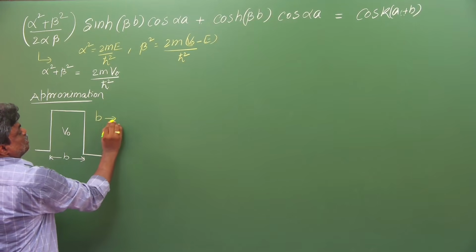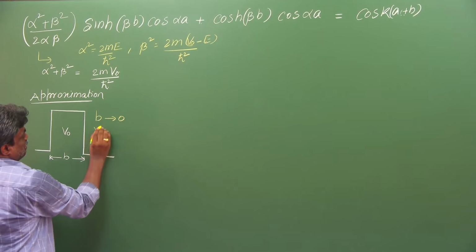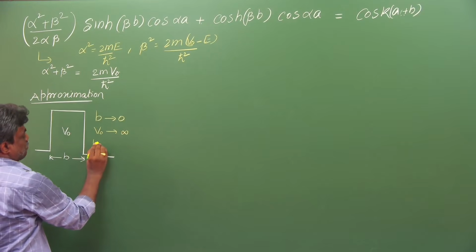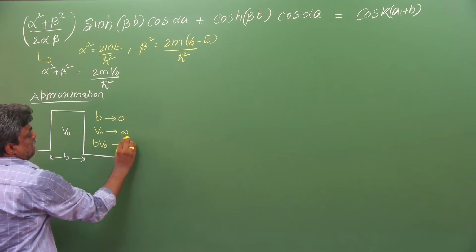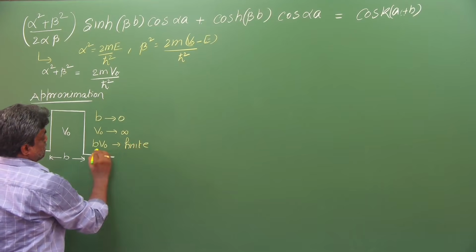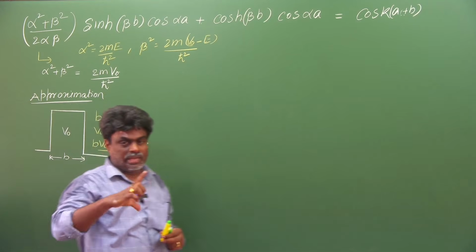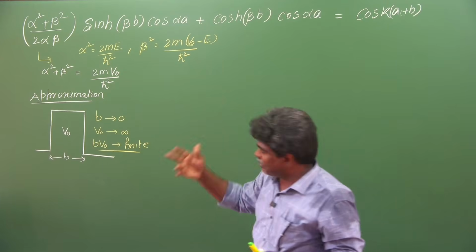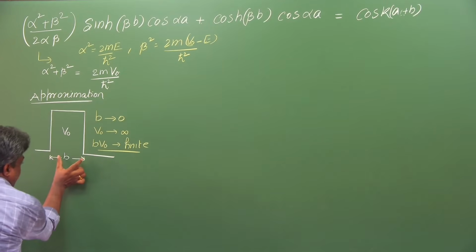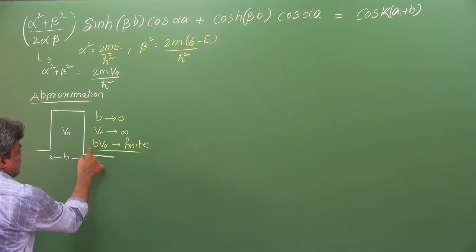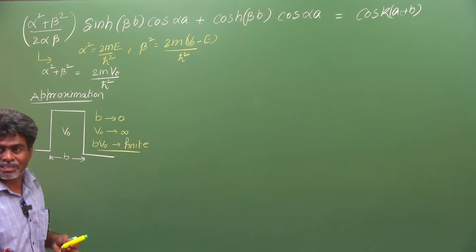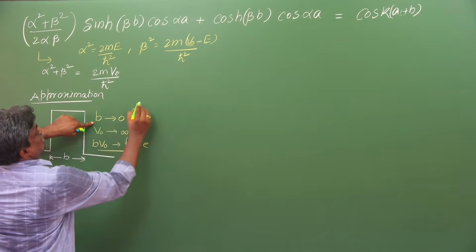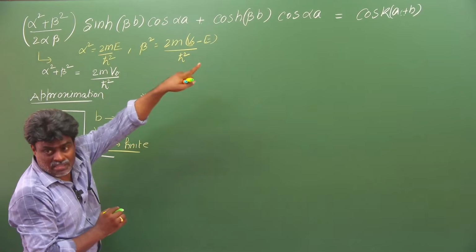b tends to 0, V naught tends to infinity, such that b V naught is again finite, because this is the barrier height. I am assuming again it is of infinite height, because the electron energy is very small compared to the barrier potential, and b is tending to 0. That is why b V naught is very small. Is that clear? Good.